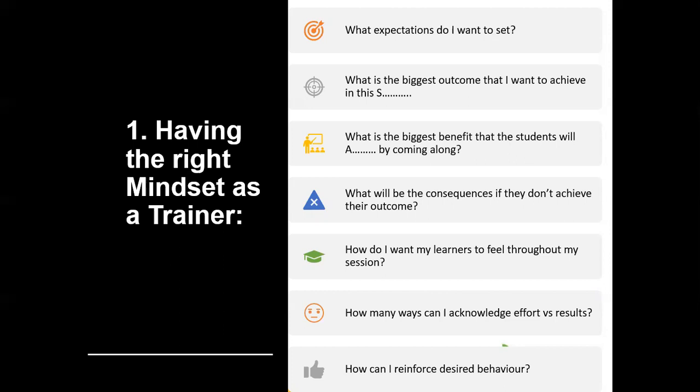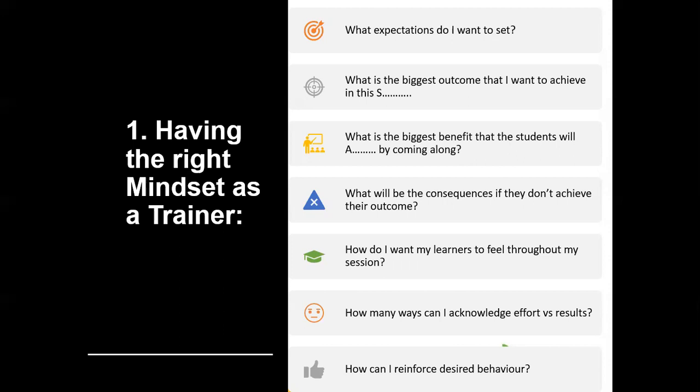So number 1 is, what expectations do I want to set? All right, do I want to set the expectation that people turn up on time? Do I set the expectation that people are going to be motivated, people are going to be interested? Do I set the expectation that people are going to complete their assessments? In life, we get whatever we expect, okay? And I'm not going to go too esoteric on that, but ultimately, people will always rise to the expectations we set, all right? So it's very clear in our mind what expectations we are willing to tolerate or not tolerate.